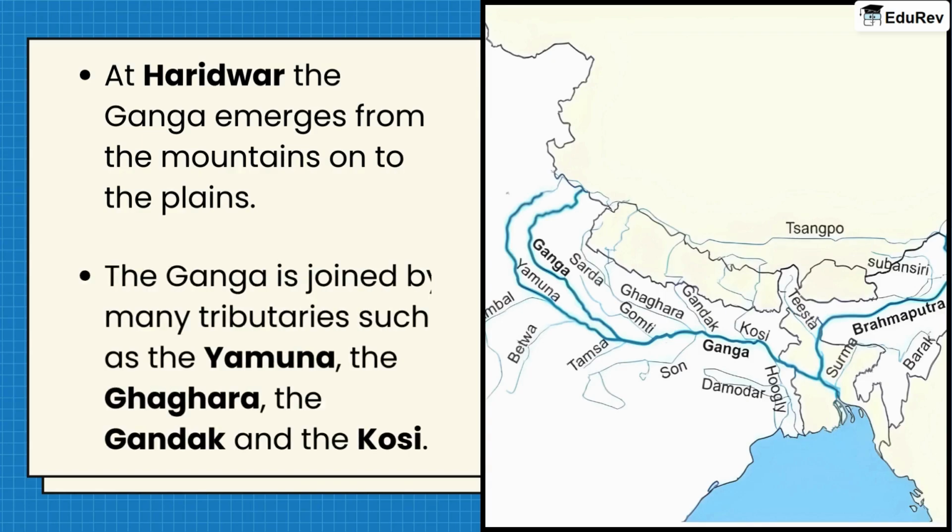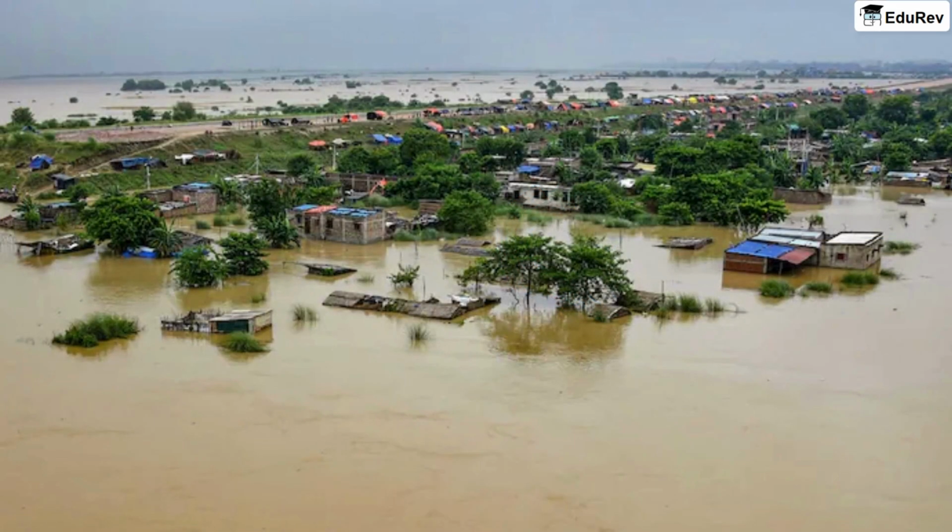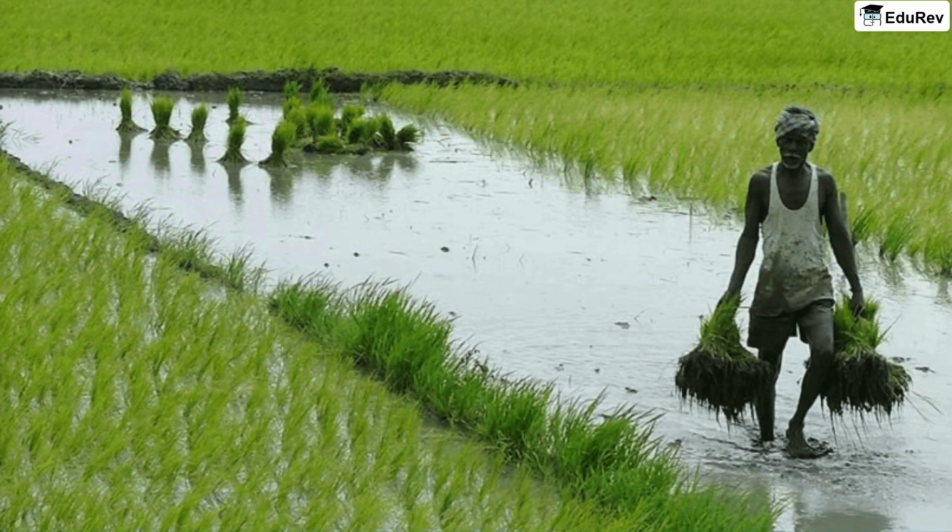The Ganga is joined by many tributaries, a few of them being major rivers such as the Yamuna, the Ghaghara, the Gandak and the Kosi. Here, we can see that the river Yamuna, originating from the Yamunotri glacier, travels parallel to Ganga, until it meets it in Allahabad. Rivers from Nepal flood northern plains annually, carrying eroded soil. This enriches the soil, supporting extensive agriculture with valuable nutrients.